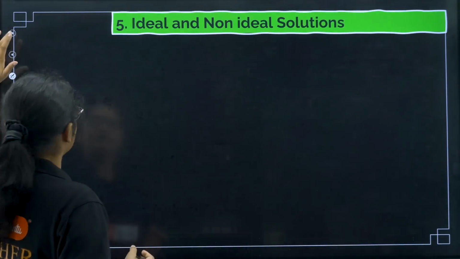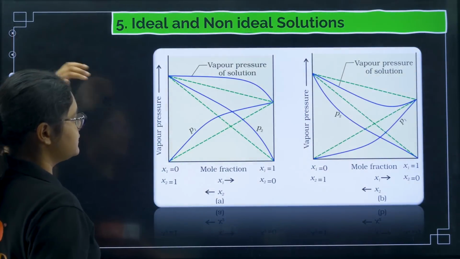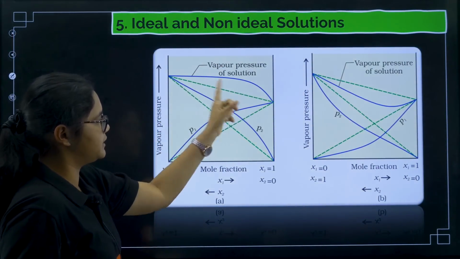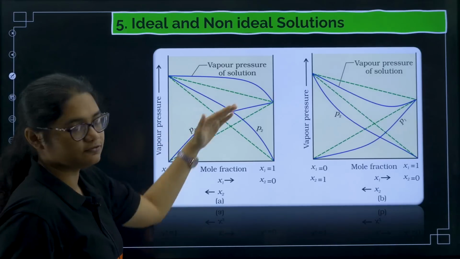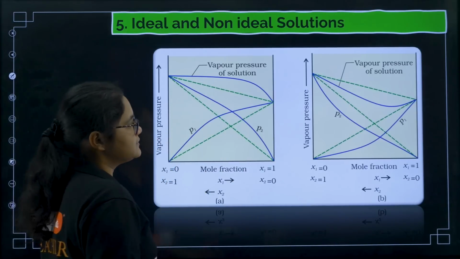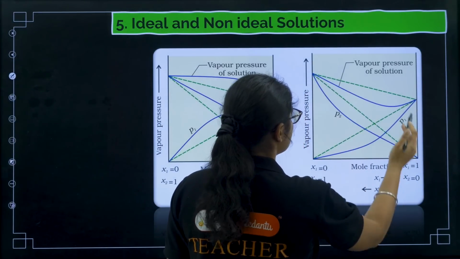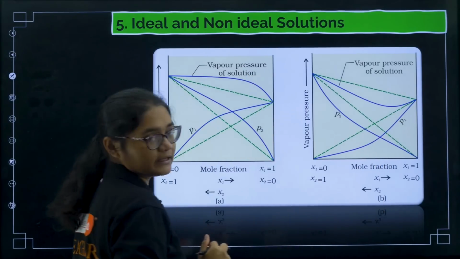Once this is done, we'll see the graph for this. This was the Raoult's law graph. Positive deviation means more vapor pressure will be created, so you can see the graph going upward. Similarly here you can see negative deviation, where there is a decrease in the vapor pressure, so the vapor pressure will decrease.